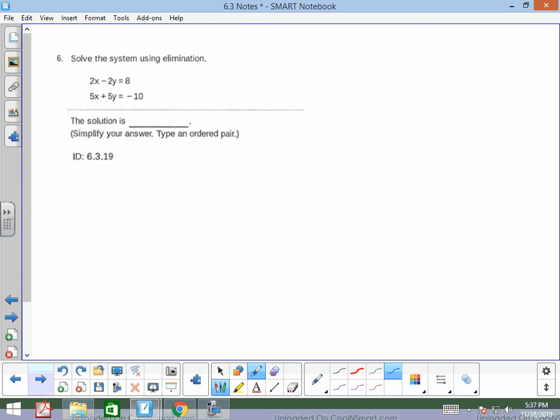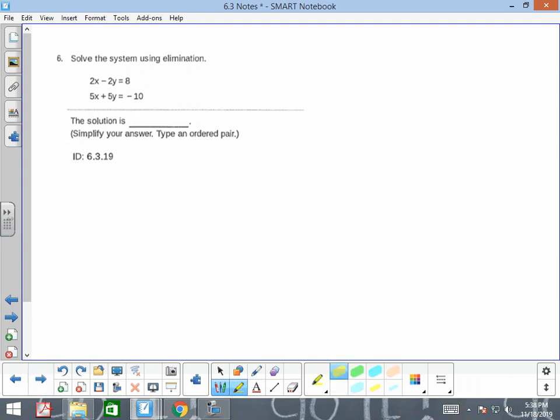All right, so number 6. Now, notice that we have 2x and 5x. That's not going to be 0. We have negative 2y and positive 5y. That will not be 0. So I need to eliminate one of these variables. I'm going to pick the one that they're already different signs. So I'm going to eliminate the y terms.